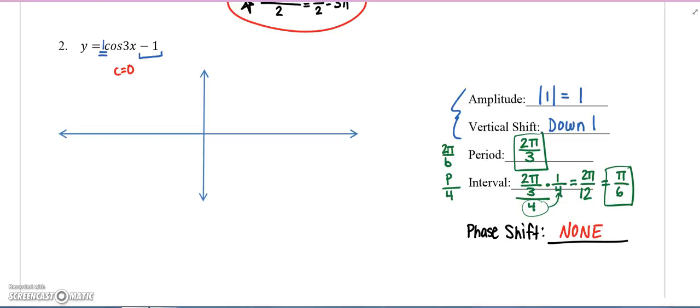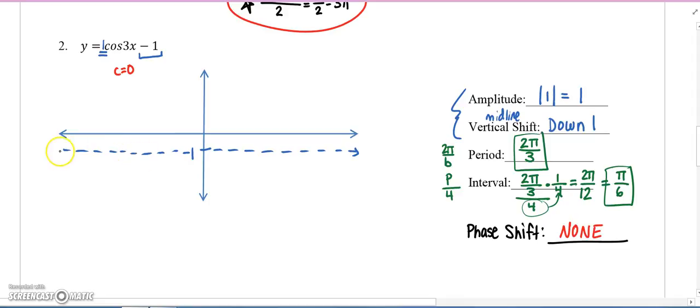Alright, let's start graphing. Remember, vertical shift is like your midline. Since I'm actually shifting it, I'm going to draw a new one. If I shift it down 1, that would be at negative 1. And I'm going to draw my new midline there. The midline's really important, so that's why we draw it instead of just labeling it.